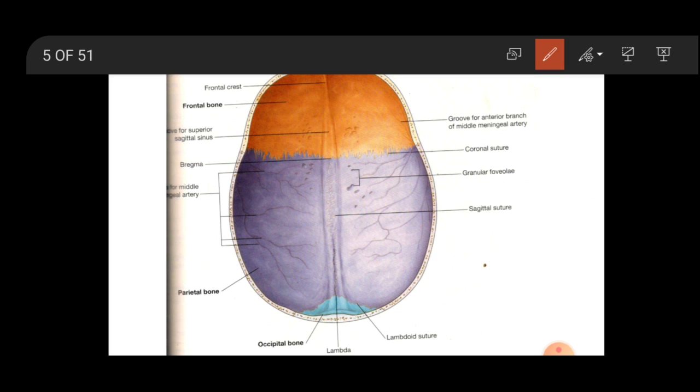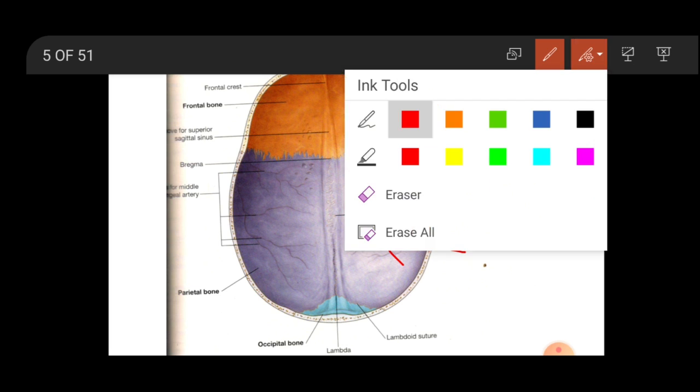And you see some markings there. These are the impressions produced by the posterior branches of the middle meningeal artery. The middle meningeal artery is a branch from the maxillary artery which supplies the meninges and the cranial cavity. So it's the main source. You see the impressions produced by the posterior branches in the parietal bone, and the anterior branch of the middle meningeal artery in the frontal bone.